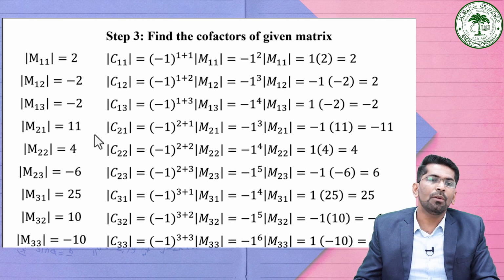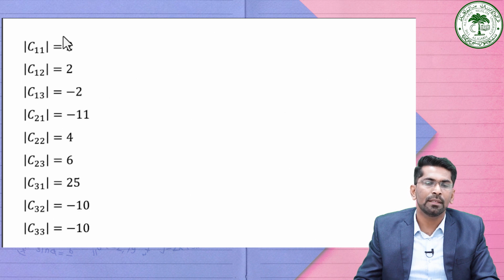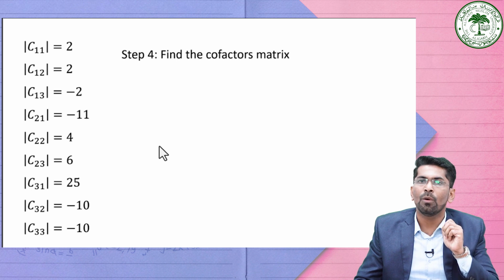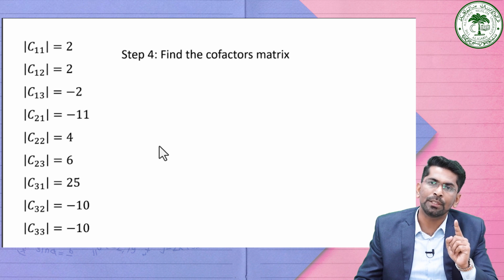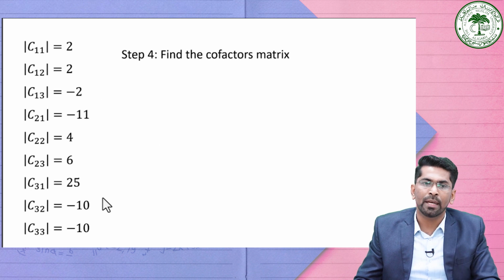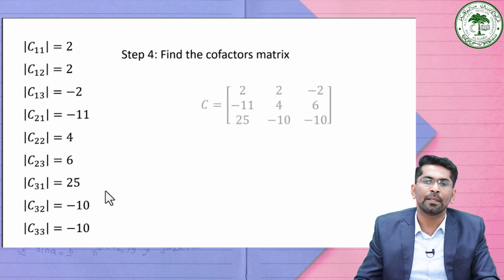Now, after finding the minors and the cofactors, I am just writing the cofactors here separately. See, we are going to frame a cofactor matrix. We know what actually the cofactor matrix is. We are going to replace each and every element of the given matrix, the original matrix, by using its cofactors. So these are the various cofactors. We are going to frame the cofactor matrix here. So the cofactor matrix here is 2, 2, minus 2, minus 11, 4, 6, 25, minus 10 and minus 10.